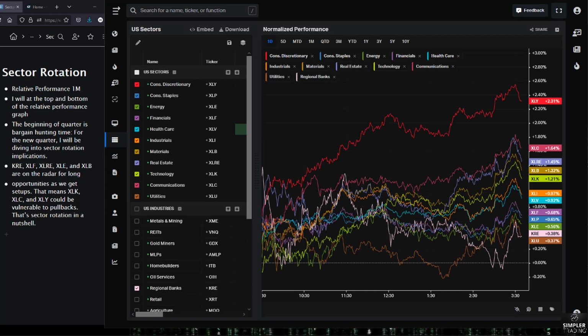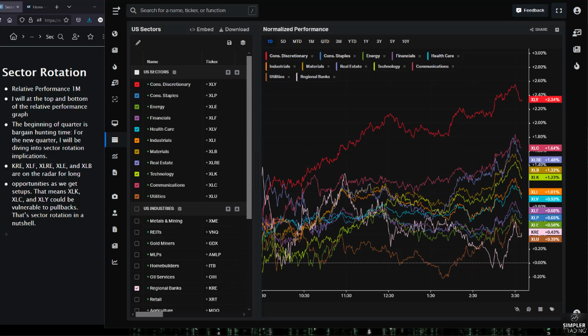The two strongest parts of the NASDAQ right now, gang, are not XLK. It's consumer discretionary and communication. Consumer discretionary, think Amazon, Tesla. Communication, think Meta and Google.